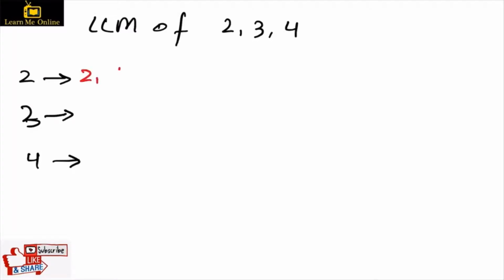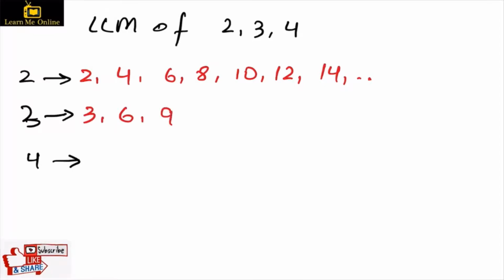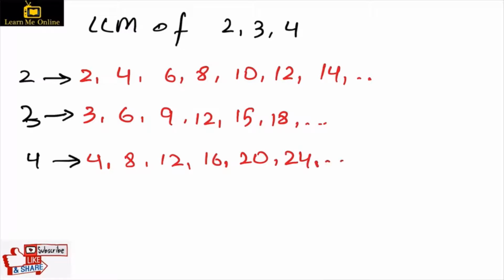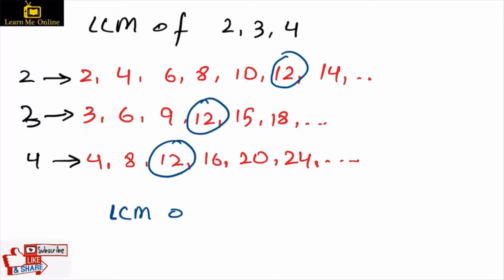The multiples of 2 are 2, 4, 6, 8, 10, 12, 14 and there could be more. The multiples of 3 are 3, 6, 9, 12, 15, 18. The multiples of 4 would be 4, 8, 12, 16, 20, 24 and more. Now we're going to see which is a common multiple in the lists of multiples of 2, 3 and 4. Here we see that 12 is the common multiple between 2, 3 and 4. We're going to write down that the LCM of 2, 3 and 4 would be 12.